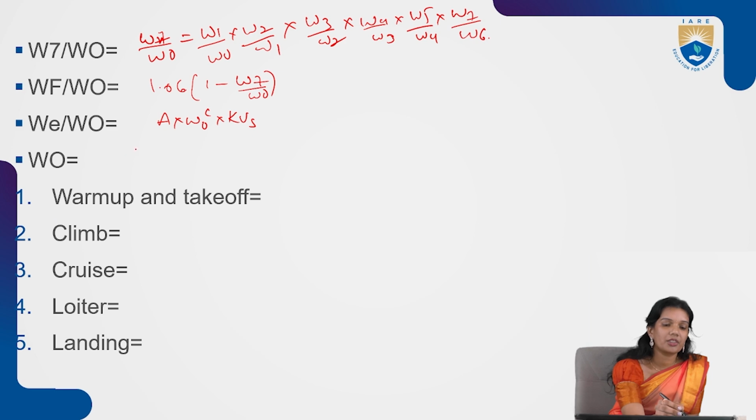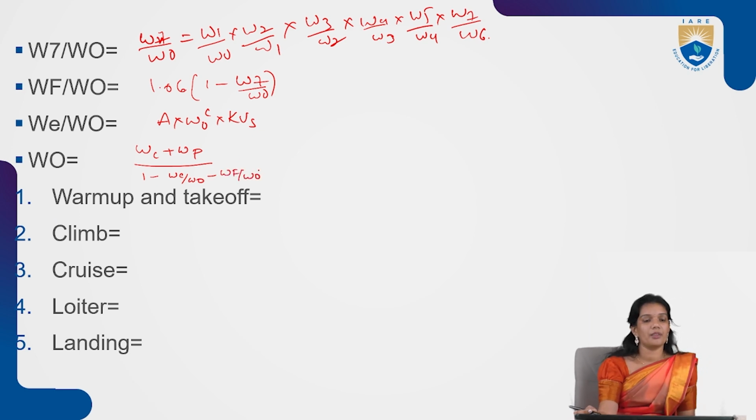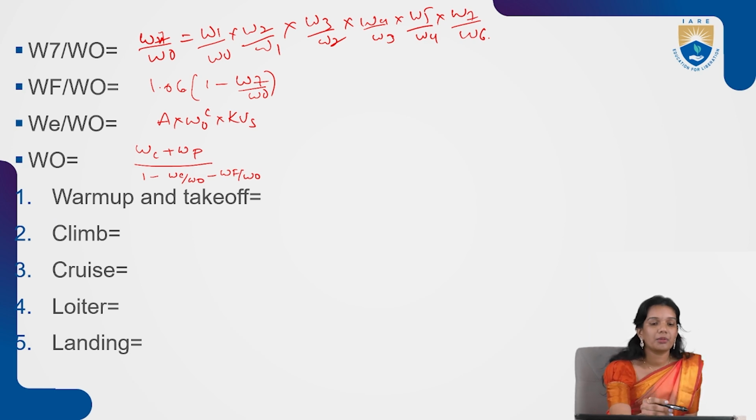The formula, which we have seen in the previous classes, is W0 equals W crew plus W payload in the numerator, divided by 1 minus WE by W0, the empty weight fraction, minus WF by W0, the fuel weight fraction. First I find W7 by W0, then the fuel weight fraction, then the empty weight fraction, then substitute all of them here. But what are the unknowns? The unknown is my W0.